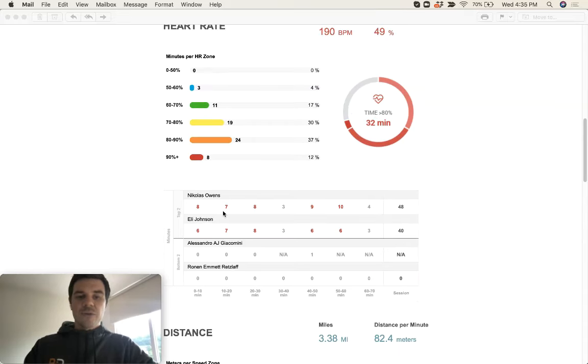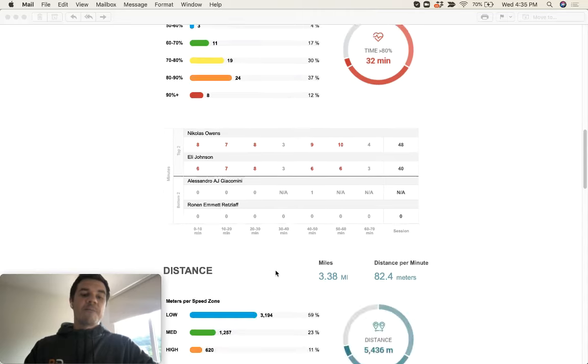And again, we show the top 2 players relative to their heart rate, how many minutes in their red zone, and then the bottom 2 players, same thing.